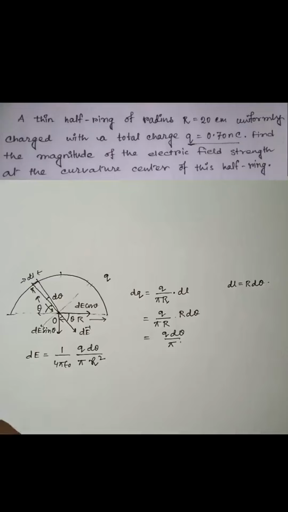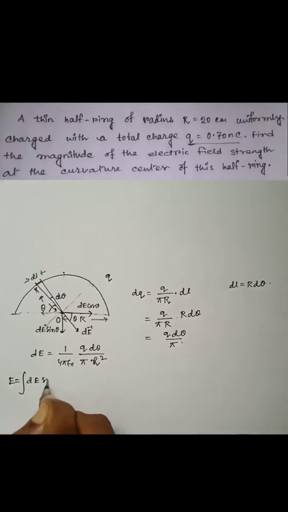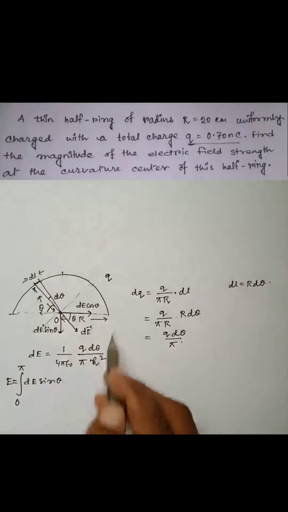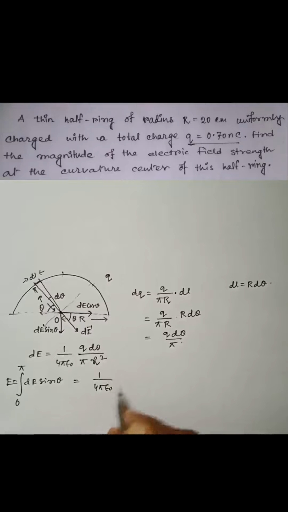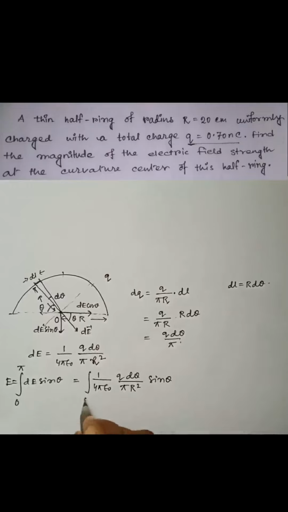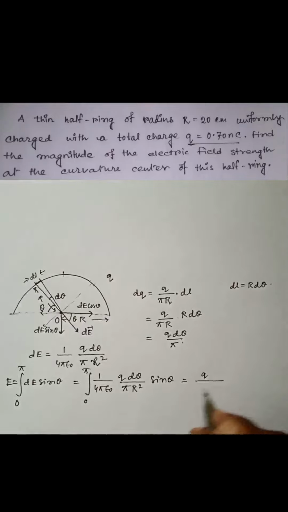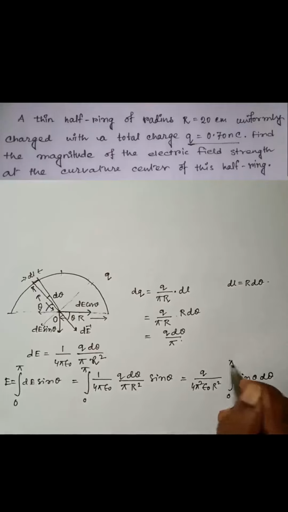So when you calculate the total electric field at O, you have to perform integration over dE sin theta, and that will give me the total value of the electric field at O. And I have to perform the integration over the limit 0 to pi, because the given ring is a half ring. Now let me put the value of dE, which is equal to 1 by 4 pi epsilon naught q d theta by pi r square, times sin theta, from 0 to pi. Now let's bring the constant part outside the integration, that is q by 4 pi square epsilon naught r square, and in between the integration sign I have to write sin theta d theta, and perform the integration over 0 to pi.